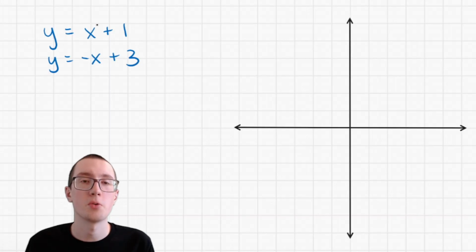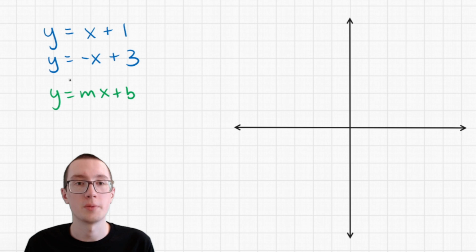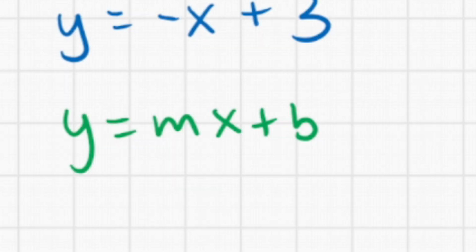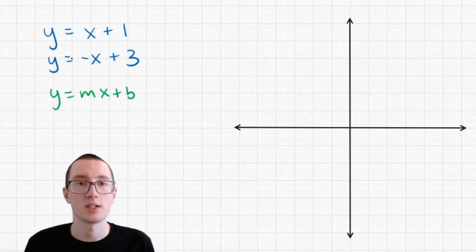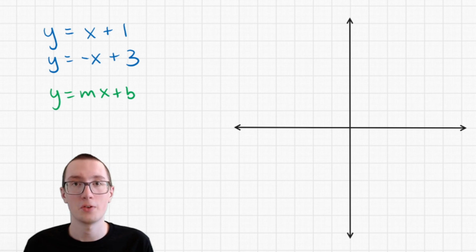So you'll notice that both of these equations are in the form y equals mx plus b. This is the form that you need to graph a line. M is the slope, and b is the y-intercept. So we can graph both of these equations on the graph immediately. If you're not quite familiar with how to graph a line, I do have a video on it that you can watch on the card. You can watch that first and then come back here, or you can just watch this.